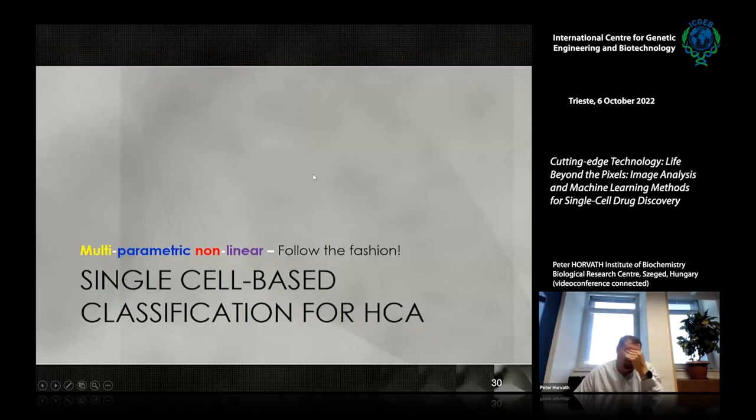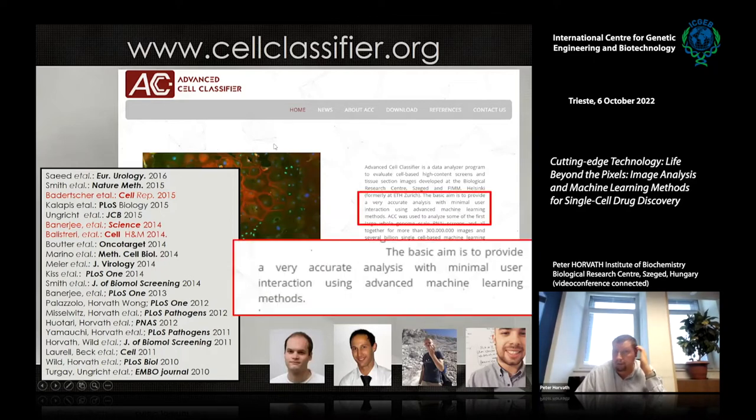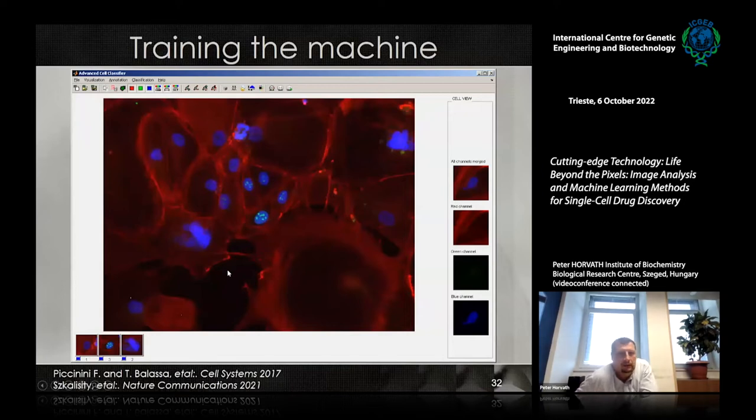What we usually do next is the so-called cell classification, and we have a project called the Advanced Cell Classifier. You can find it on cellclassifier.org, where the idea is to provide very accurate analysis using machine learning methods and minimal user interaction. So basically, you need to spend very little time on the problem, and it tries to give you as accurate an analysis as we can. Let me show you how it works in practice.